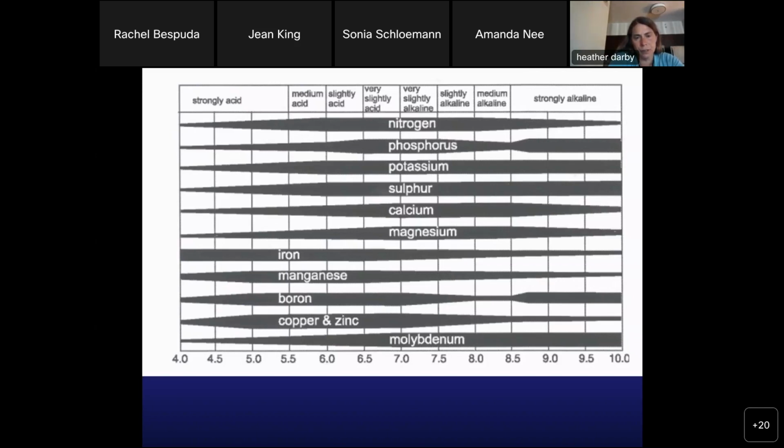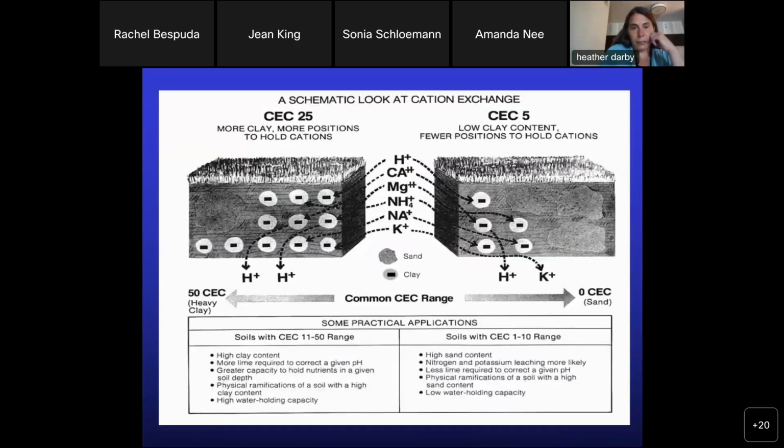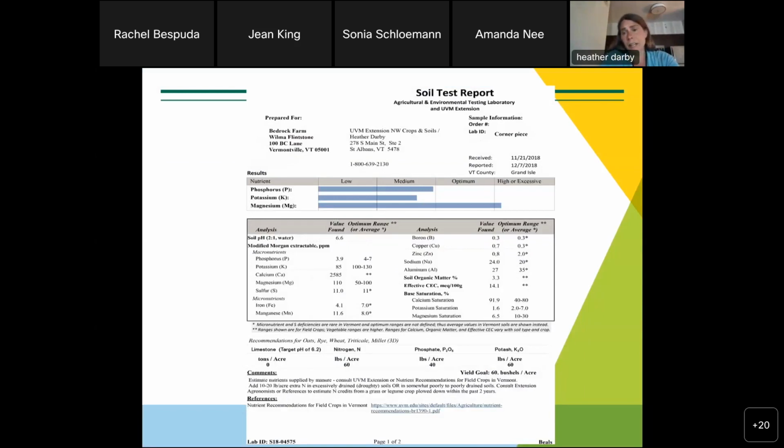Now, the micronutrients you can see on the bottom, iron, manganese, boron, copper, zinc, and molybdenum, they actually are all more available as the soils become more acidic, but that's not necessarily a good thing because too much of a micronutrient can be detrimental to your crop. So, for the most part, again, the sweet spot here is in that 6.5 to 6.8 range. And some of that has to do with nutrient availability. But pH affects lots of other things as well.